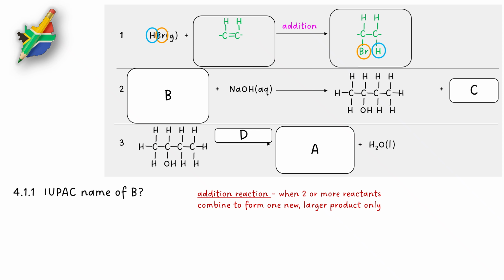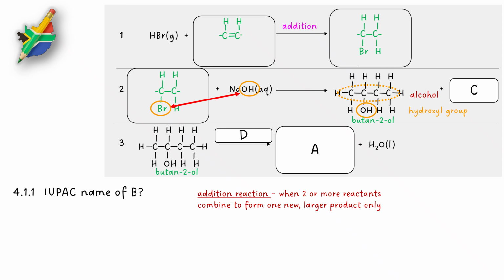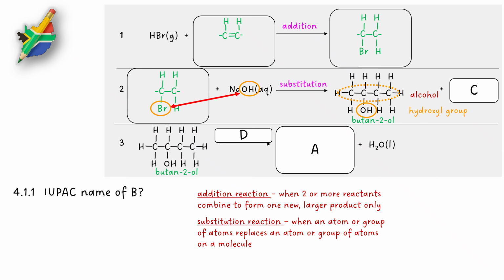But we do not yet know how long the carbon chain is in these compounds. But in reaction 2, which also starts with compound B, we can see that the product has a 4-carbon chain. Since it has a hydroxyl group, this product is an alcohol, namely butan-2-ol. The hydroxyl group in butan-2-ol came from the hydroxide ion in sodium hydroxide. And from this we can deduce that the hydroxyl group must have replaced or substituted for the bromine atom in compound B. So reaction 2 is a substitution reaction.